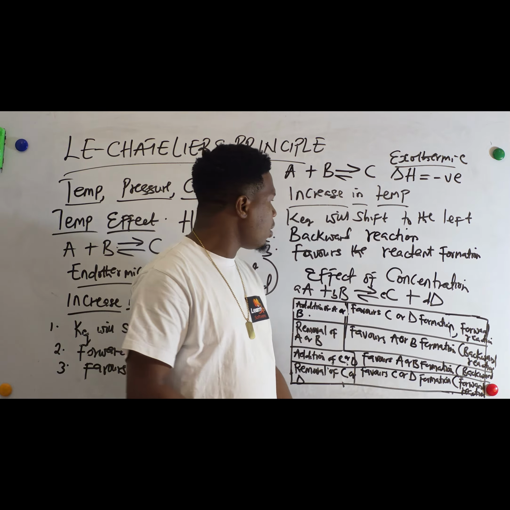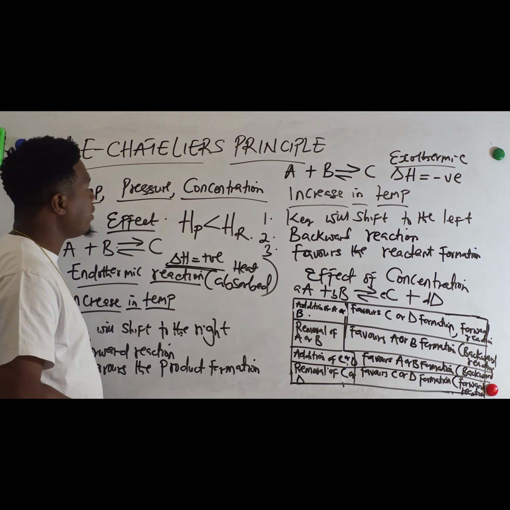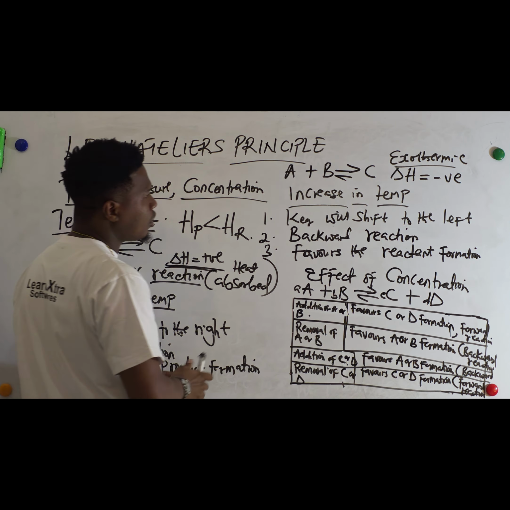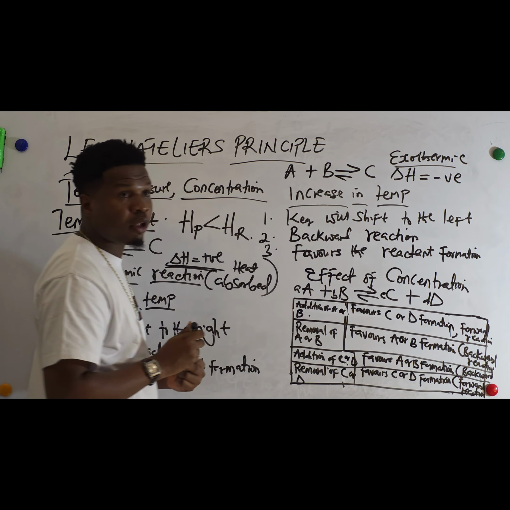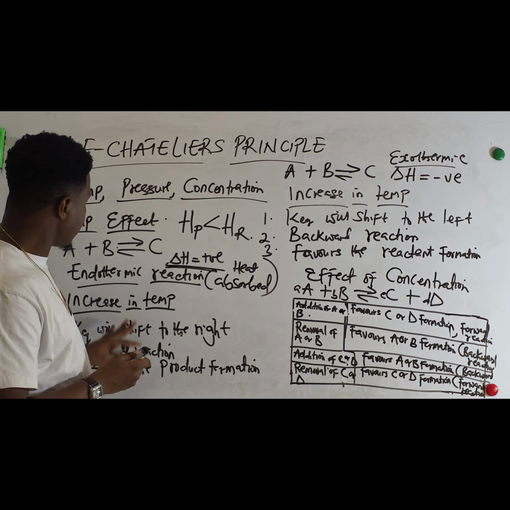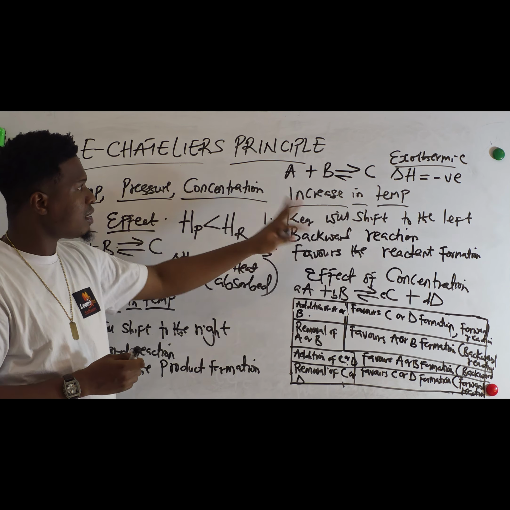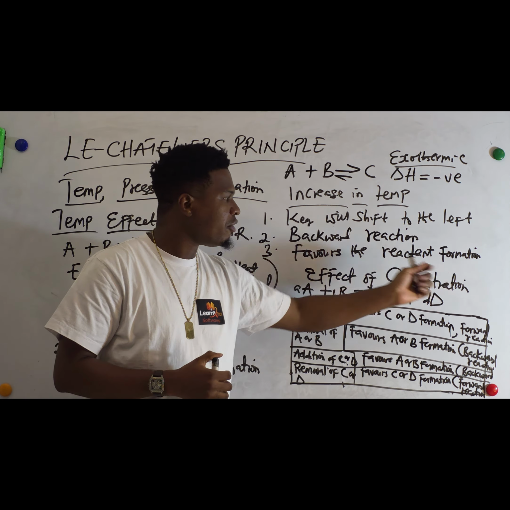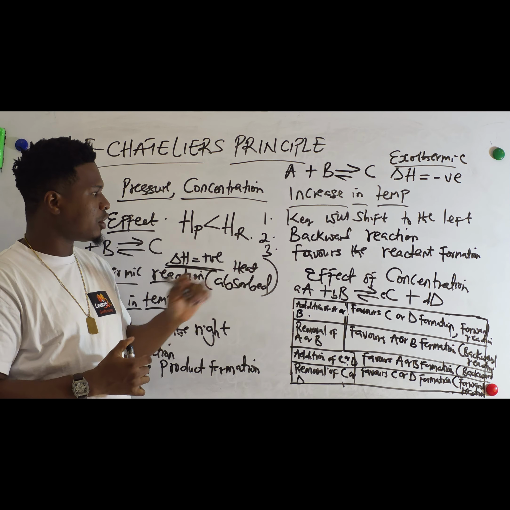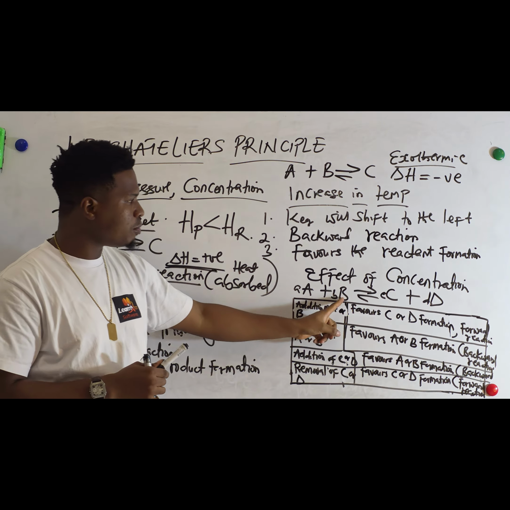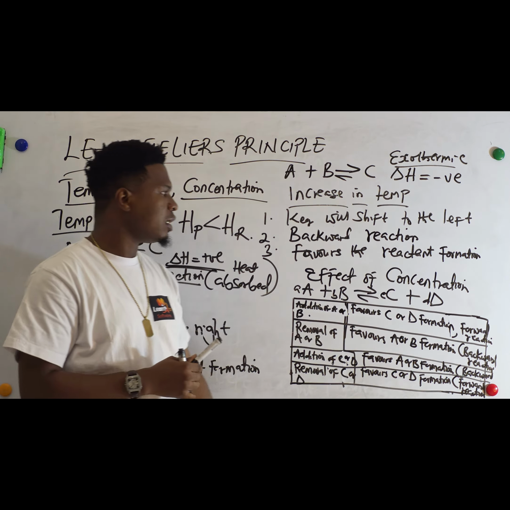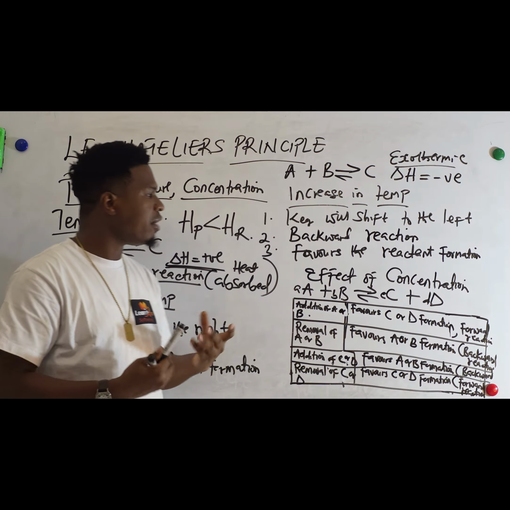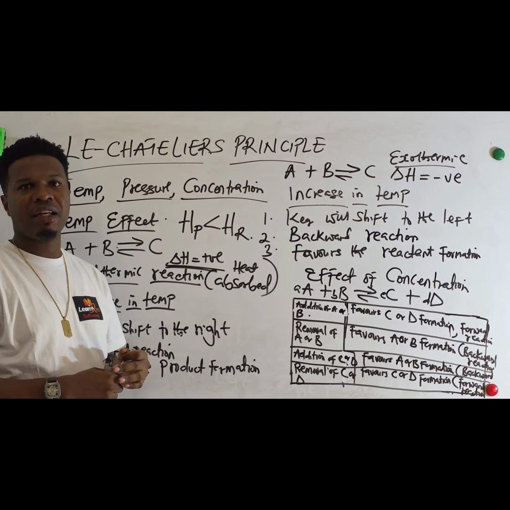The second of the factors that can affect a system in equilibrium is concentration. You know how temperature can affect the system in equilibrium. Now, how can concentration affect a system in equilibrium? Let's look at this reaction. Let's say we have a reaction A plus B reacting to give us C plus D. How can the concentrations of each of these affect the reaction in equilibrium?